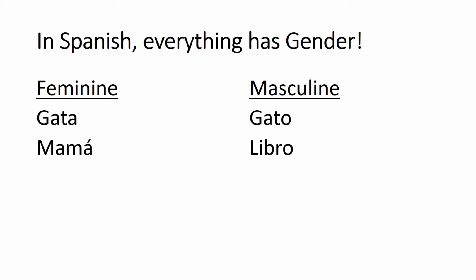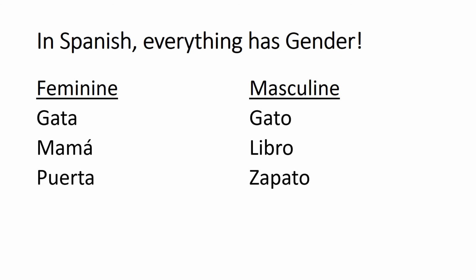Notice how libro, book, doesn't have biological gender, but in Spanish it still gets assigned a masculine gender. You would never have a feminine book in Spanish. Meanwhile, puerta, door in Spanish, is feminine, and that would never be masculine. It's just always feminine. It's puerta. It has no biological gender, but it's assigned one anyways.